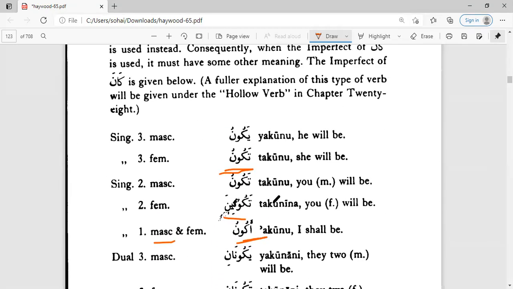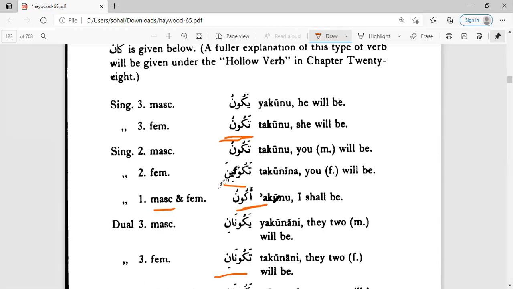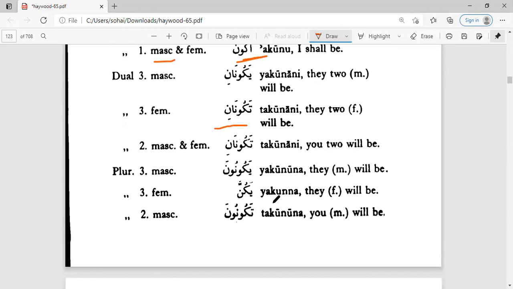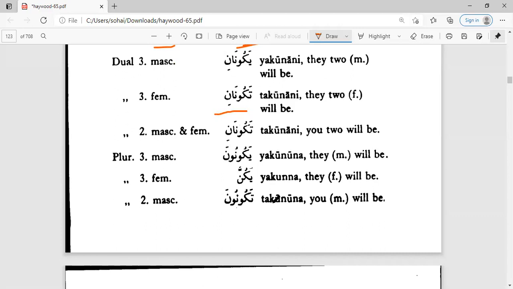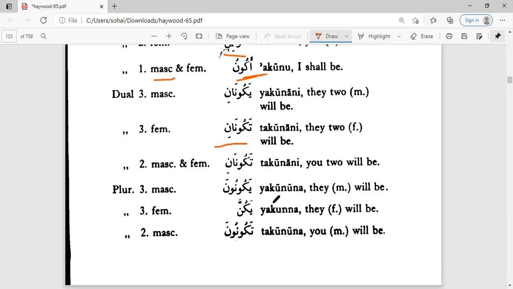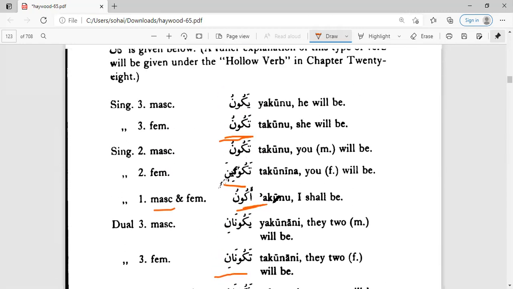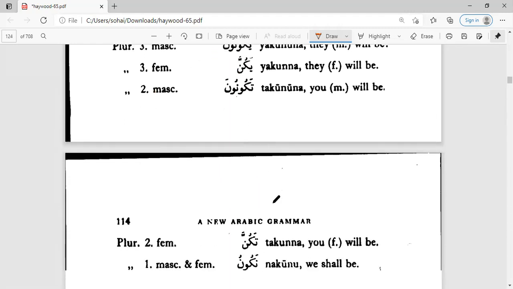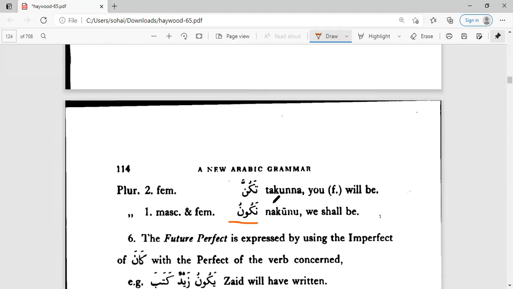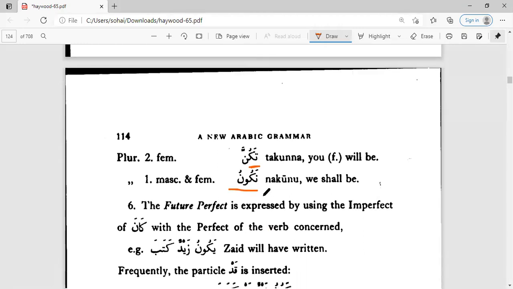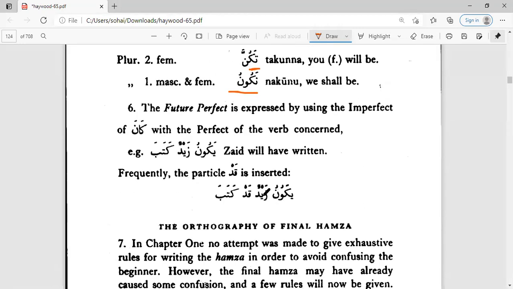So huwa yakunu, huma yakunani, hum yakununa, hiya takunu, hiya takunani, hunna yakunna. So all these are there. Sorry, just say antunna takunna. I'm not sure if I mentioned them in order, but basically I'll write them down for you and you have to memorize it.